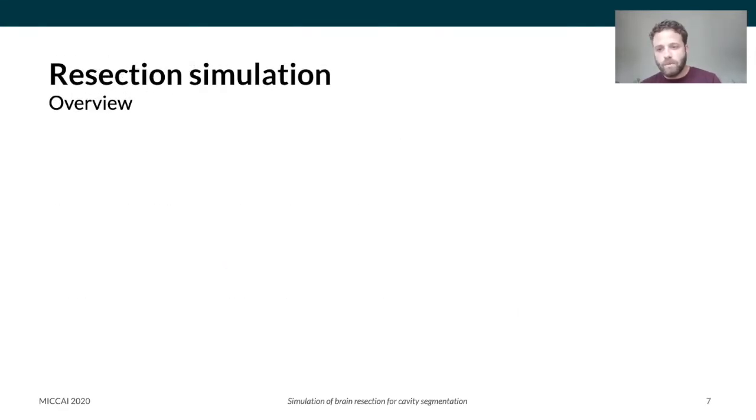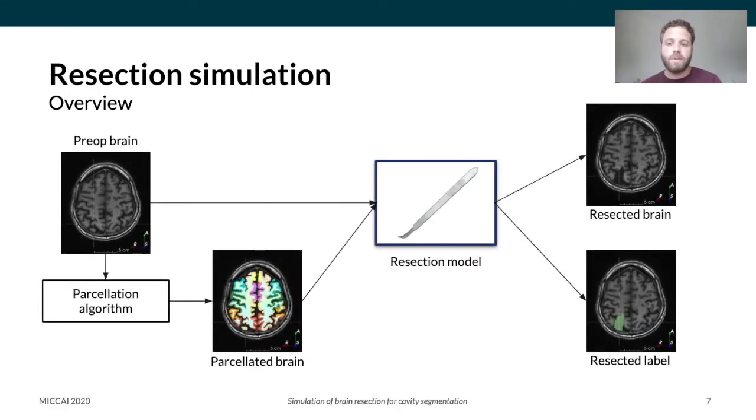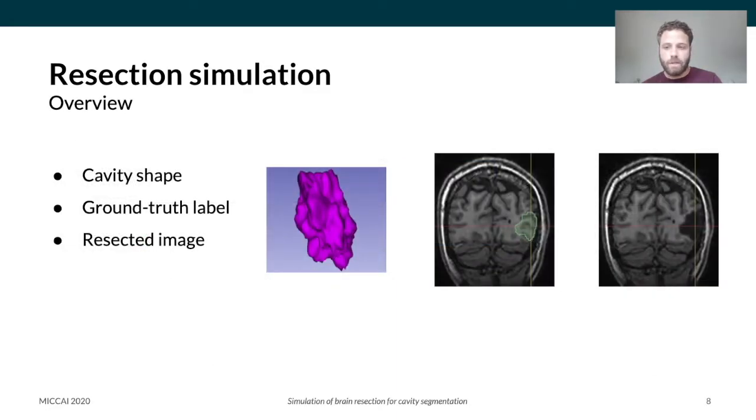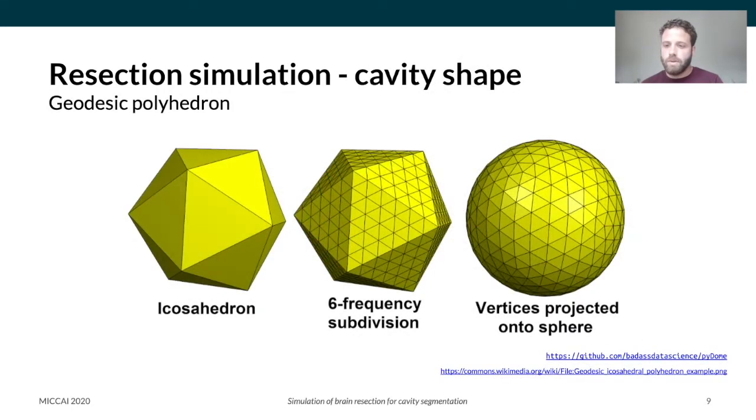We generate an image of a resected brain and the corresponding ground truth segmentation from a normal T1 MRI and the corresponding brain parcellation that can be computed using standard software such as FreeSurfer. I will now explain how we generate the cavity shape, the ground truth label image, and the resected image. To generate the cavity shape, we first model a sphere as a geodesic polyhedron built from an icosahedron that can be subdivided using any frequency, depending on the number of vertices we'd like to obtain.